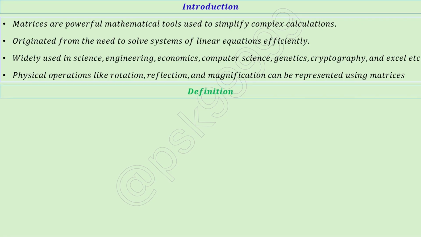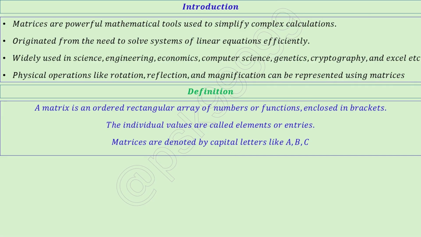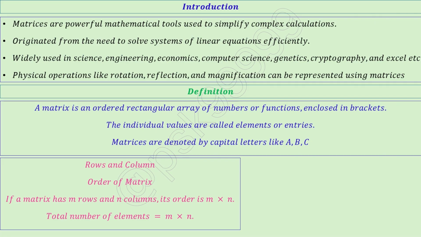Now the definition: a matrix is an ordered rectangular array of numbers or functions enclosed in brackets. The individual values are called elements or entries, and matrices are denoted by capital letters like A, B, C. Matrices will have some rows and columns. What is the order of a matrix? If the matrix has m rows and n columns, then its order is m by n, m cross n. We write it like this. The total number of elements in that matrix is m into n, the number of rows into the number of columns.